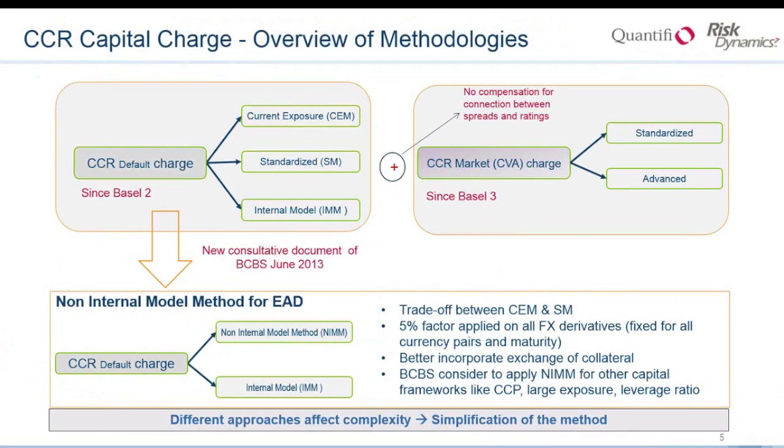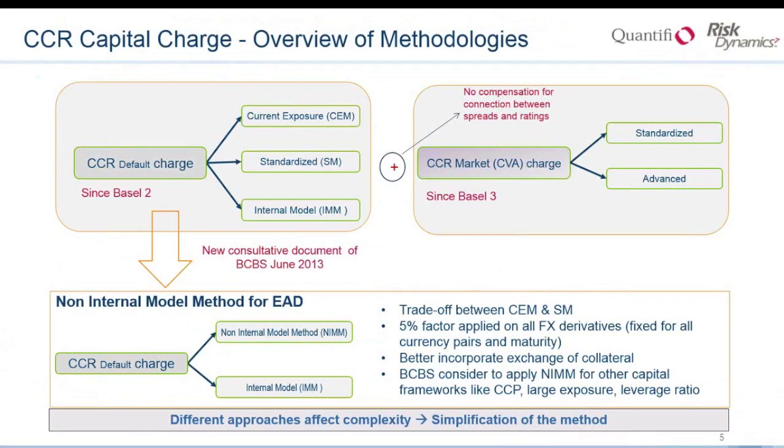Now that we have explained the first component of the CCR capital charge, let's talk now about the CCR market charge, so the charge on the CVA. For this new charge, the regulator proposes two methods for calculating the CVA capital charge: a standardized approach, which can be interpreted as a 99% confidence interval for a portfolio of normally distributed assets, and an advanced method, for which Basel requires to calculate a 10-day 99% value at risk of the CVA for the current year, added to the CVA value at risk on the stress period.